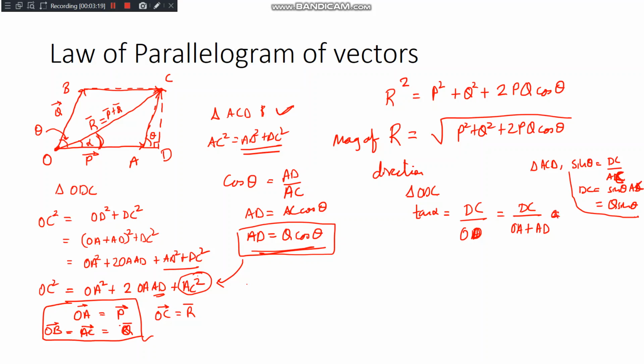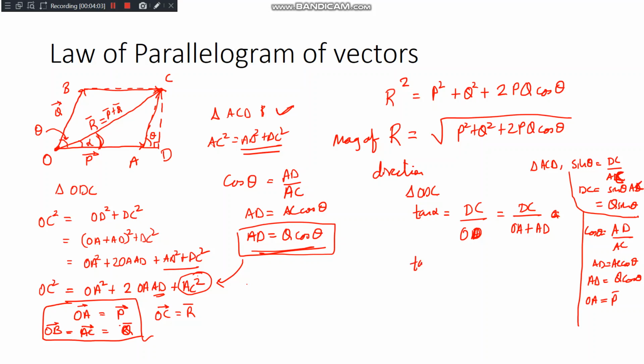Again, we can also see that for cos theta, what do you have? Cos theta is nothing but, in the same triangle, AD upon AC, adjacent upon hypotenuse. Now in this case, what we can write AD as, AD will be equal to AC cos theta. AC is how much? AC can be written as again vector Q. So we got Q cos theta over here, right? And lastly, so this is AD, and lastly we have vector OA, which is nothing but vector P. Okay, so let us put all these values over here.